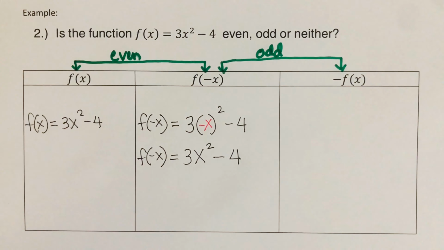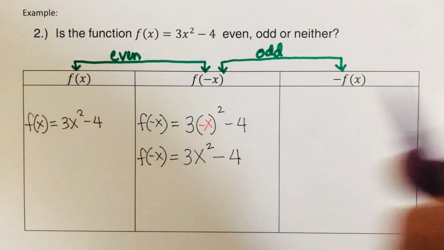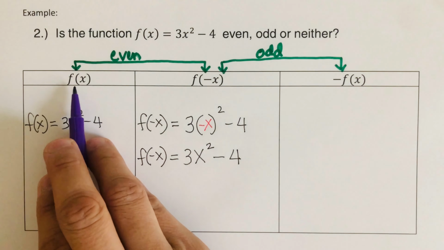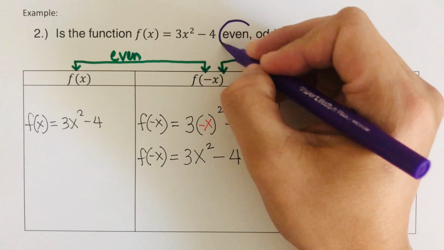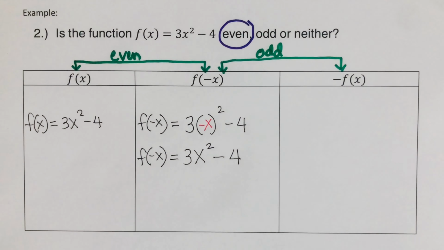From here, we can go ahead and say that this function that we have here is even because the f of x is equal to the f of negative x. So this is an even function. Now let's test if an even function can be odd at the same time. Although the answer to that is no, let's try to show the work here.